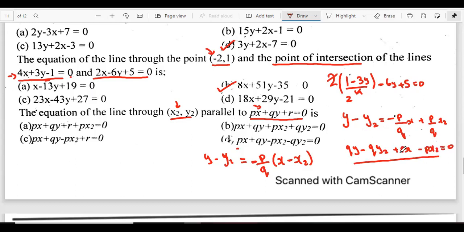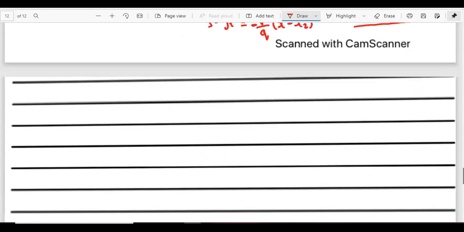Let's see. The coefficient of p should be x, it's x everywhere. Then the coefficient of q should be y, minus qy2. We don't have that over here. We have the other form, which means that the answer is going to be D. Okay. That's good.